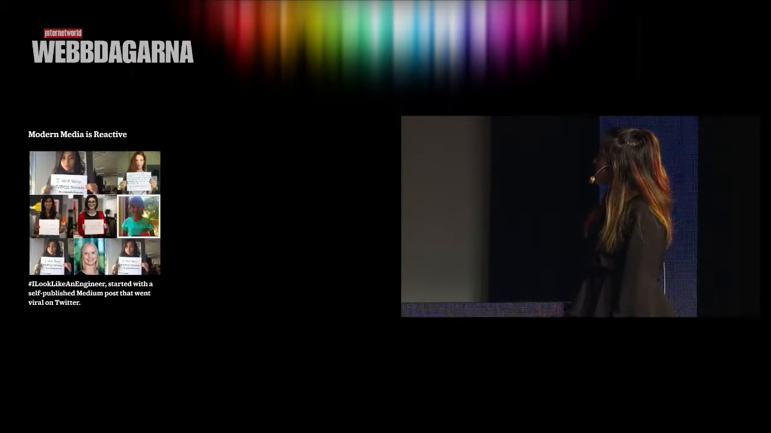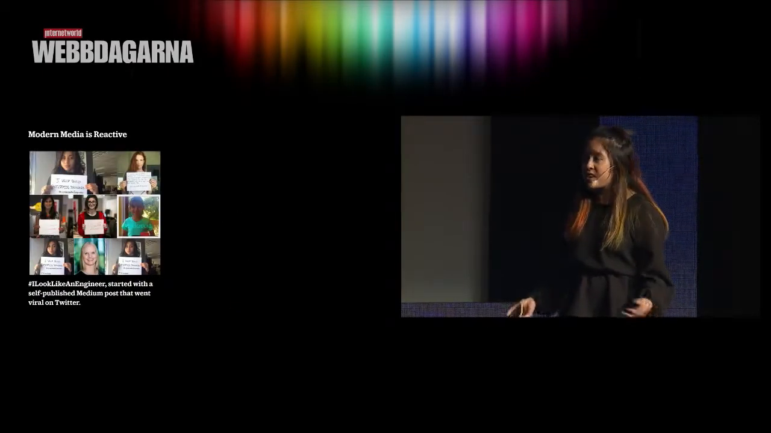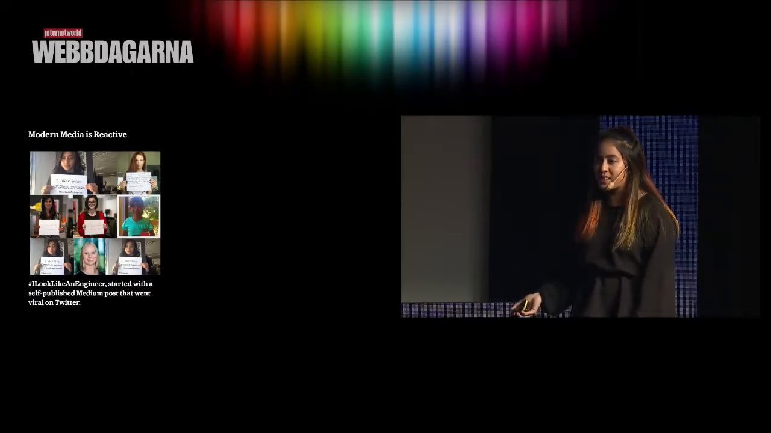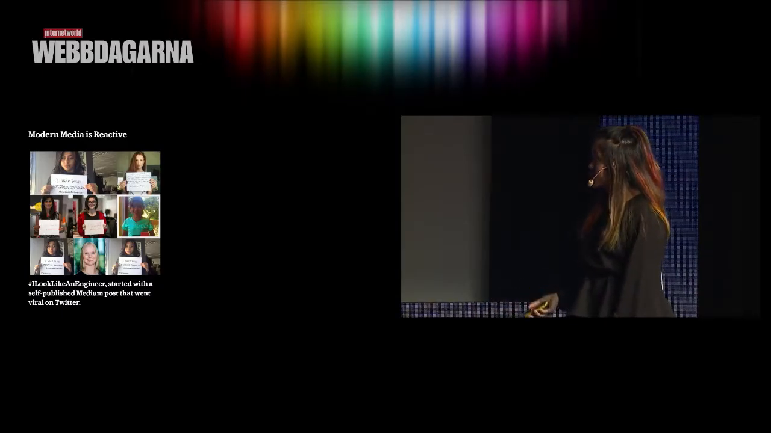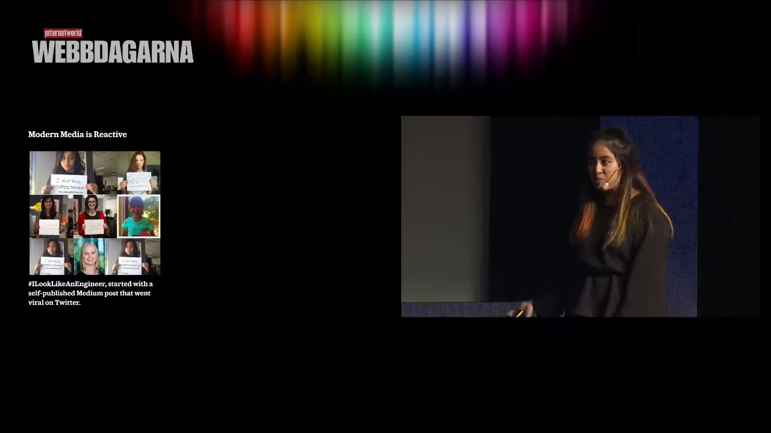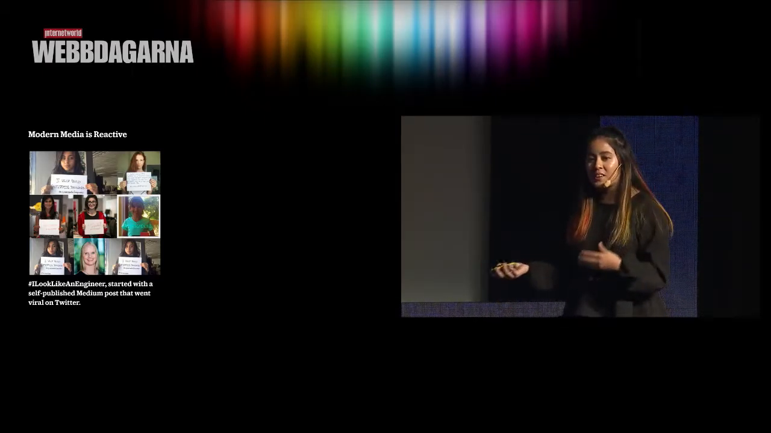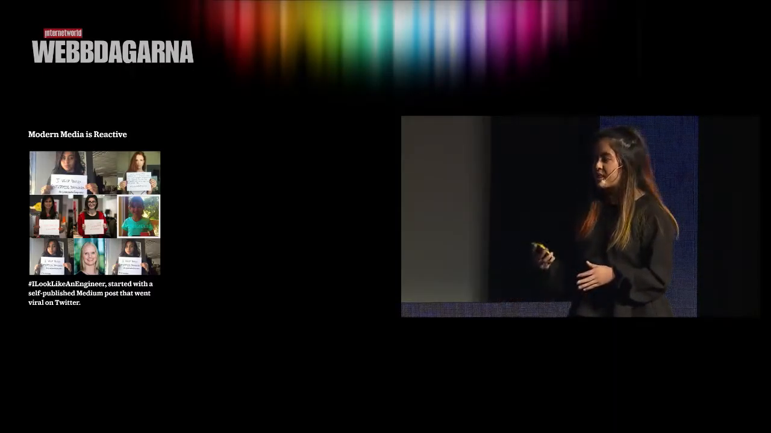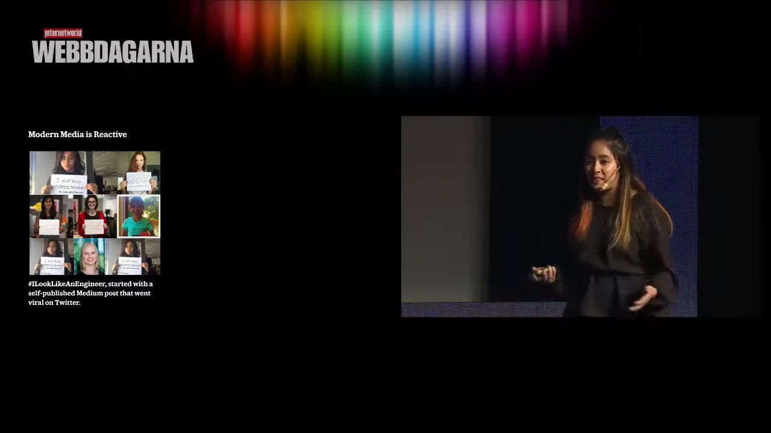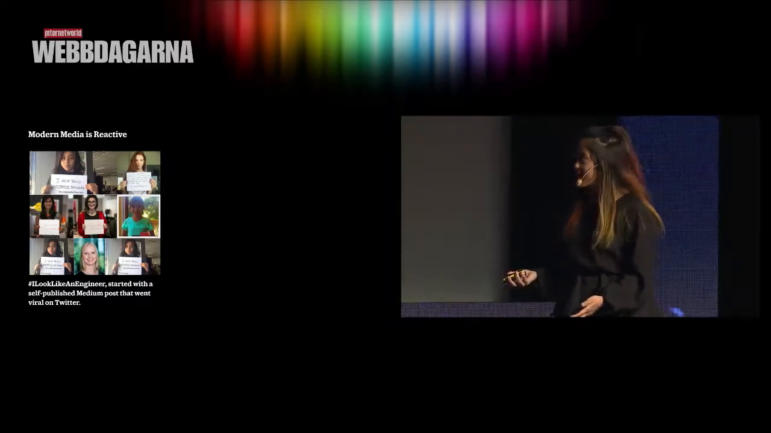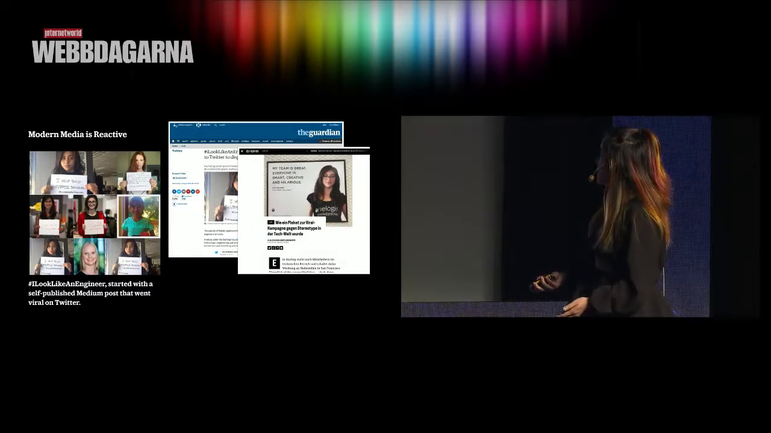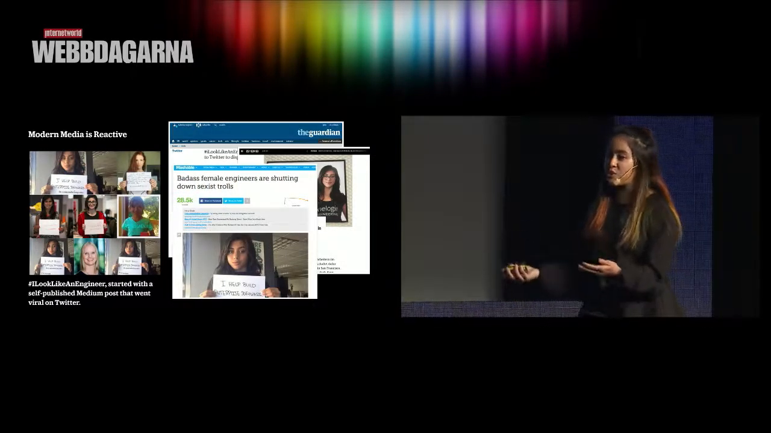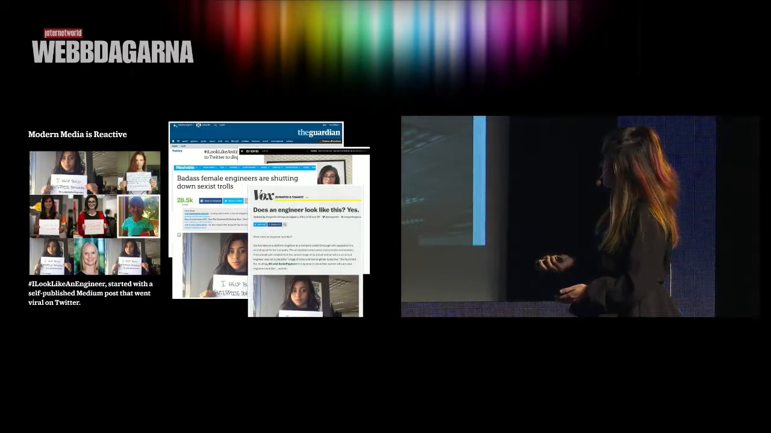A really good example of this is around early 2015, there was this hashtag called I Look Like an Engineer. It was started by a female software engineer. She published a post on Medium, and it went viral, and soon went viral on Twitter because all these other software engineers from around the world were sharing photos of themselves and writing about their experiences as female engineers. This got so popular that almost every online media company ended up reporting it and signal boosting this story even further.